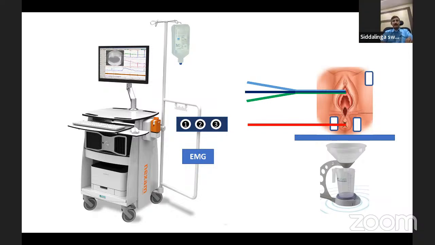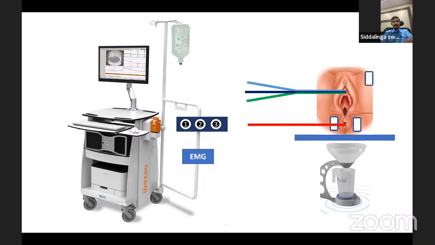So you'll make sure that the culture is negative before starting the study. Either the culture is negative, or if the culture is positive, we have to ensure that it is not infection, it is asymptomatic bacteriuria. We cover for 24 hours. That is it.